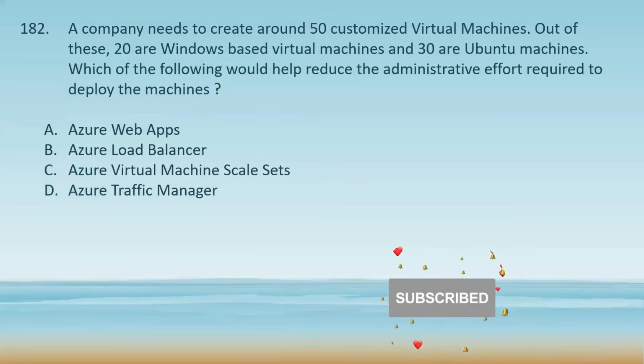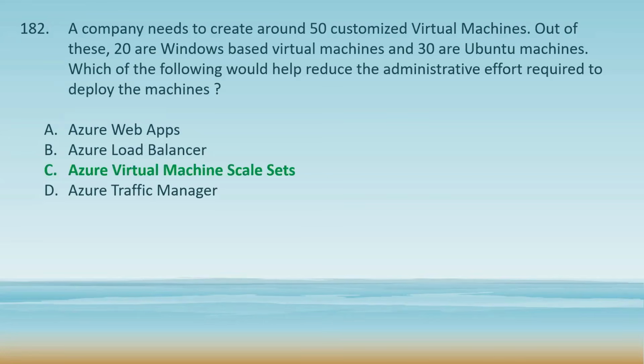Next question. A company needs to create around 50 customized virtual machines. Out of these, 20 are Windows-based virtual machines and 30 are Ubuntu machines. Which of the following would help reduce the administrative effort required to deploy the machines? Your options are Azure Web Apps, Azure Load Balancer, Azure Virtual Machine Scale Sets, Azure Traffic Manager. And the correct answer here is option C, Azure Virtual Machine Scale Sets.